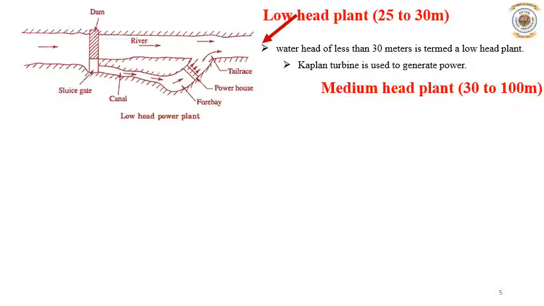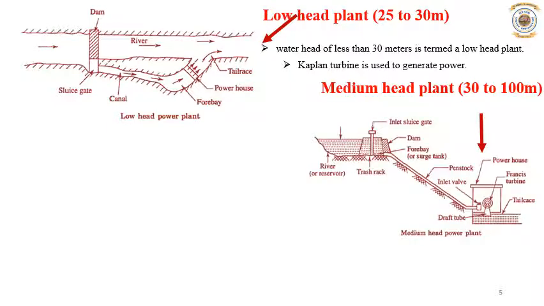Then a medium head plant. If the head varies from 30 to 100 meter, then it is termed as medium head. So this is a sketch for a medium head plant. You can see here.